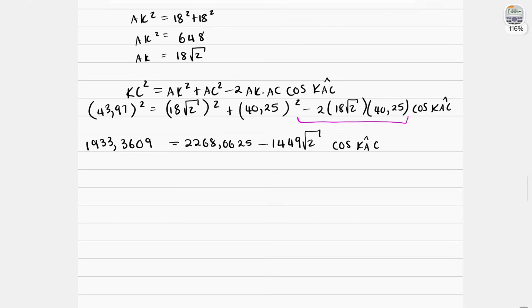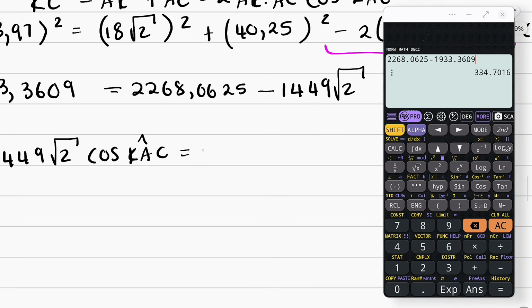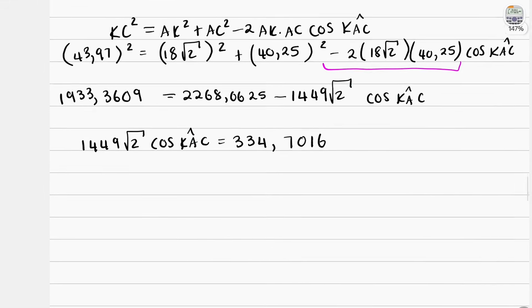Now, I want you to see what is going on here. Here, the number is negative. You can't just make it positive by taking it over. So one time, if you just take it over, it is 1449 square root 2 cos angle KAC. Then what happens here is this is already on the right hand side. Just go ahead and transpose this one. Take it over and it will become negative. So it's this minus that number. Okay, so we get 334.5 0.7016.